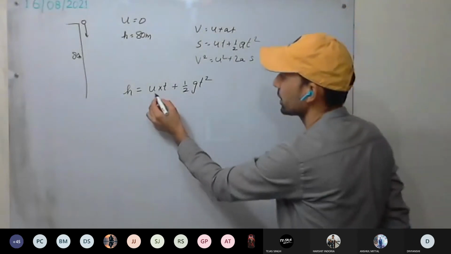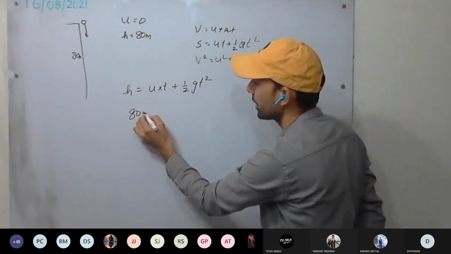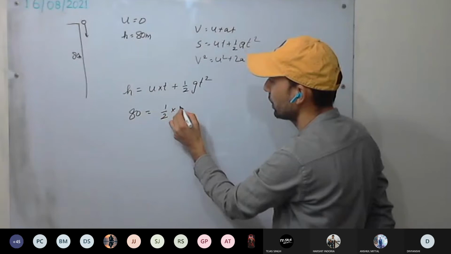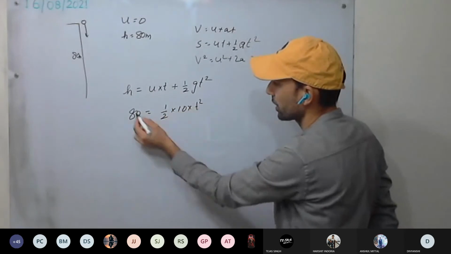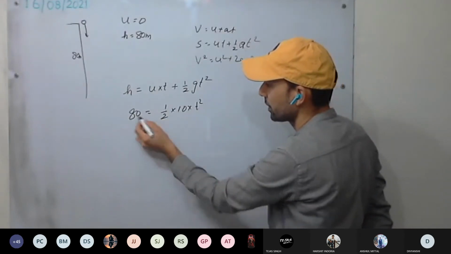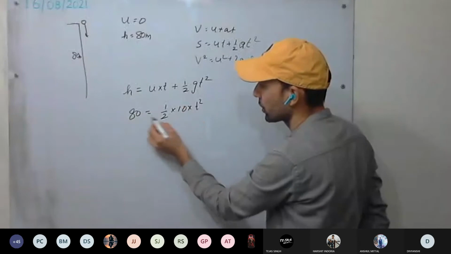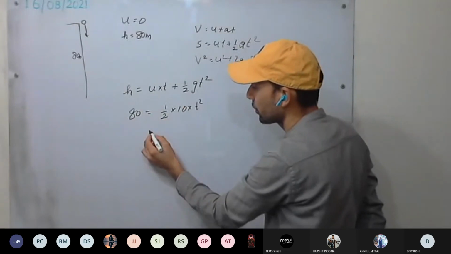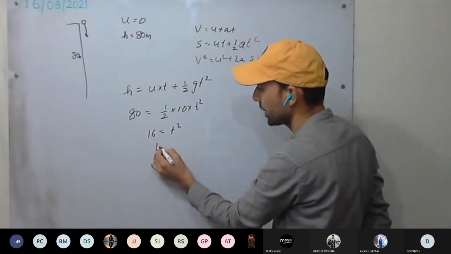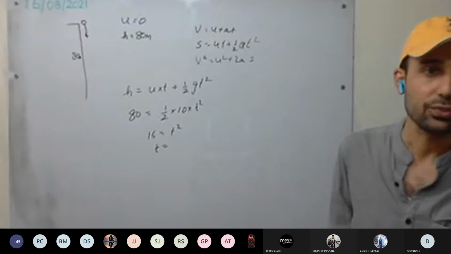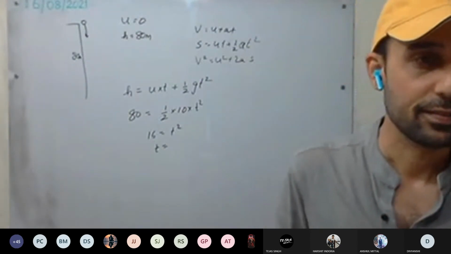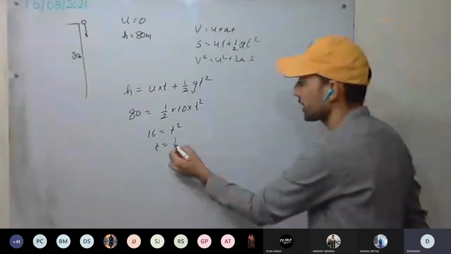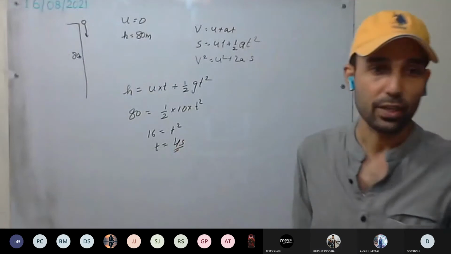So this will be 0. 80 equal to half into 10 into t square. Calculate it. The 0s get cancelled. It will be 16 equal to t square. T equal to how much? Root of 16, how much is it? 4. You got 4 seconds. Time you have got.